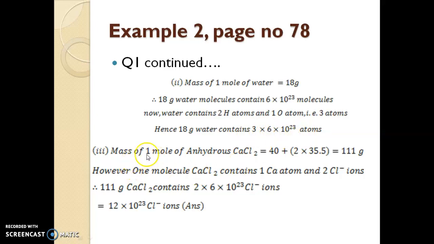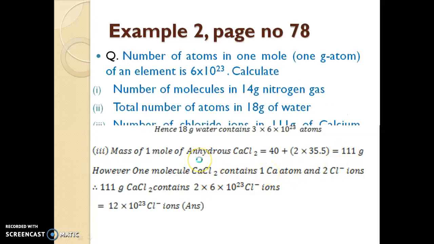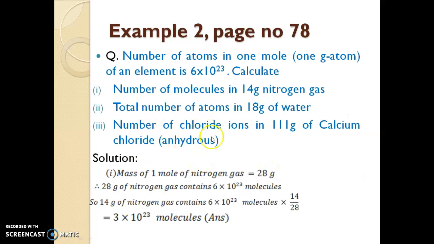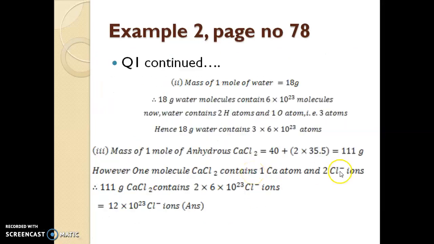Then the mass of 1 mole of anhydrous CaCl2. You will get it as 111. How many chlorine? 2 chlorine. How many calcium? 1 calcium. Now they have asked the question as the number of chloride ions. So we have to only consider the chloride ions. So how many? 2 into, why 2? Because of 2 chloride ions, into 6 × 10^23.